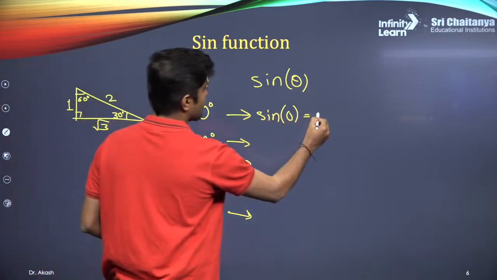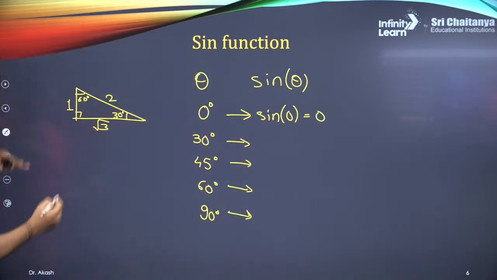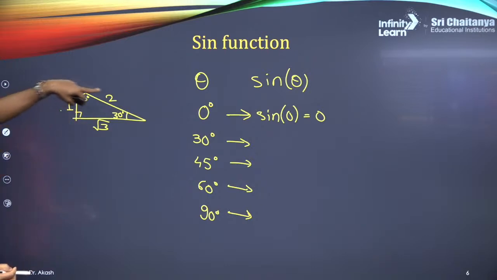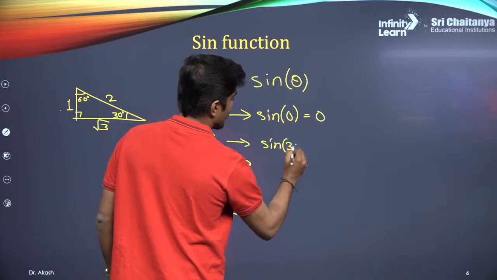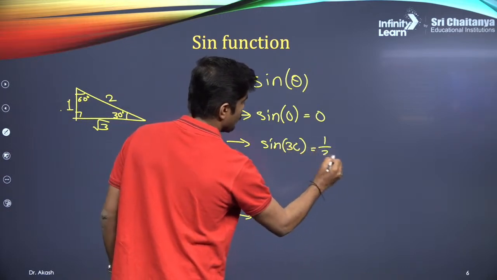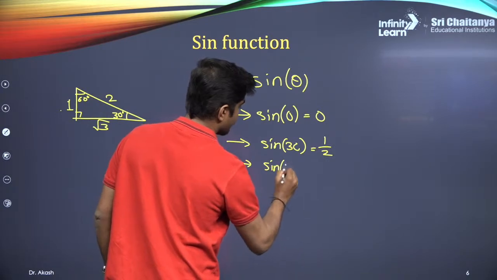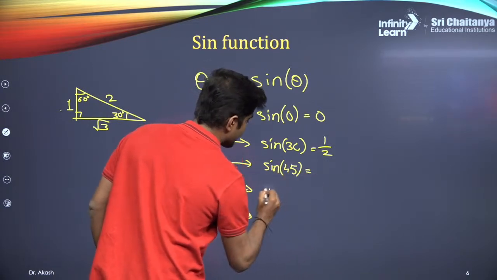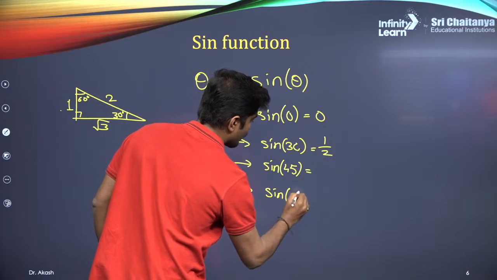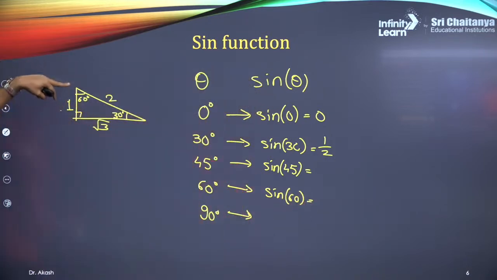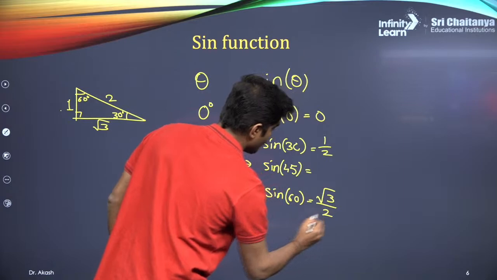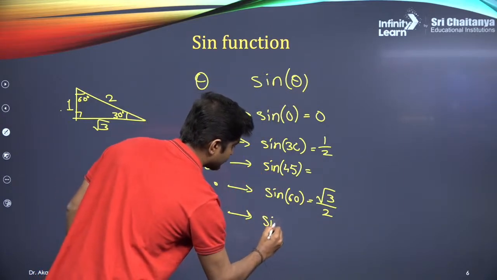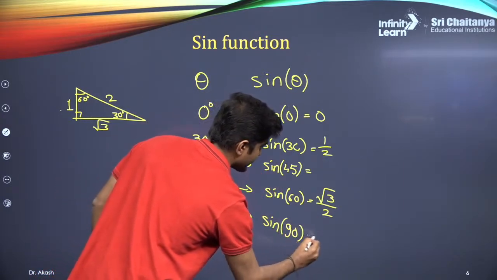Okay, for 0 it is simply 0. Then for 30, sine is the opposite divided by hypotenuse, so sine 30 is 1 by 2. Then we have sine 45, I'll come to this. Then sine 60. What is sine 60? In this triangle again, sine is the opposite side divided by hypotenuse, which is root 3 divided by 2, and sine 90 is 1. Sine 90 is equal to 1.